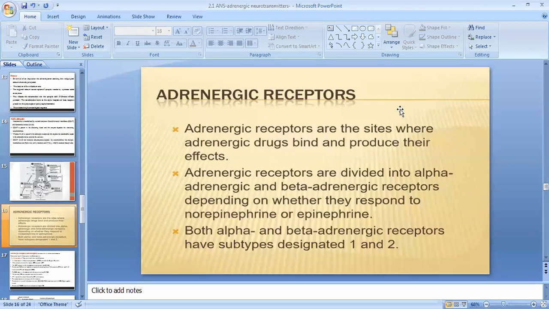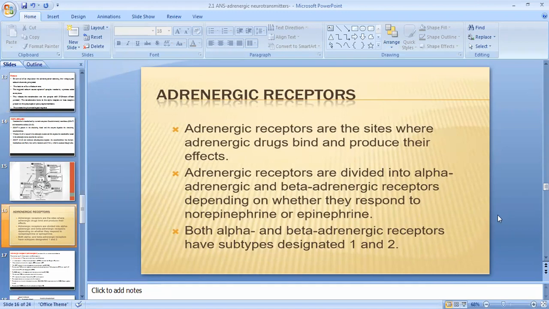Now, whatever we have seen up till now: adrenergic neurons, adrenergic glands, and adrenergic receptors. Now, what are these adrenergic receptors on which these adrenergic neurotransmitters are going to act? They are the sites where adrenergic drugs bind and produce their effect.